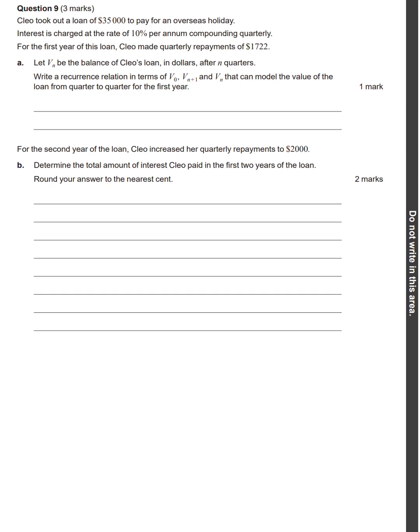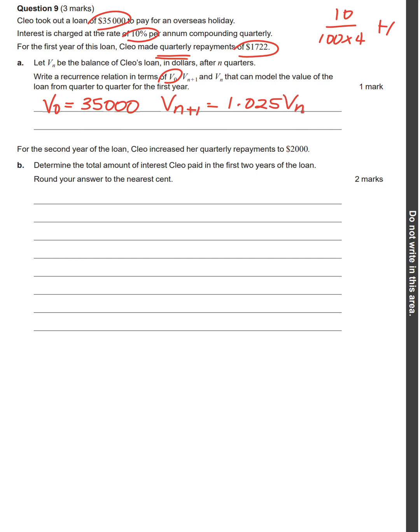Next. So Cleo took out $35,000 for an overseas holiday. Interest is charged at 10% per annum, and she makes payments of that quarterly. So we're just writing a recurrence relation here. Make sure that you're matching the letter that's there. So V0 is 35,000, sorry. Vn plus 1. Now we're doing 10 divided by 100 times 4 plus 1, which gives us 1.025 Vn minus 1722. Fix that up so it looks better.